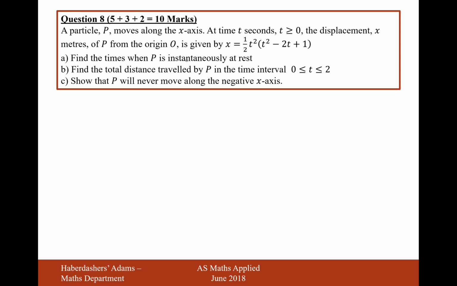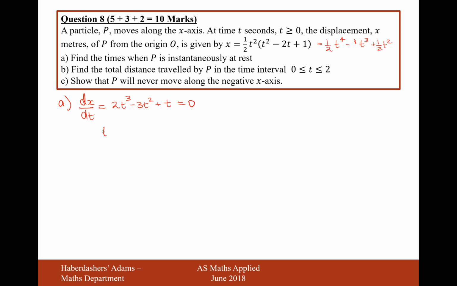Find the times at which P is instantaneously at rest. Now for something to be instantaneously at rest, dx by dt needs to equal 0. So let's differentiate it. Well, first we might want to expand the brackets. So it's going to be a half t to the power of 4 minus a half times 2, which is just minus 1, and that would be t cubed. And then the next bit is going to be plus a half t squared. So let's now differentiate that, and it's going to be 2t cubed minus 3t squared, and then plus t just on its own, and then that will equal 0.